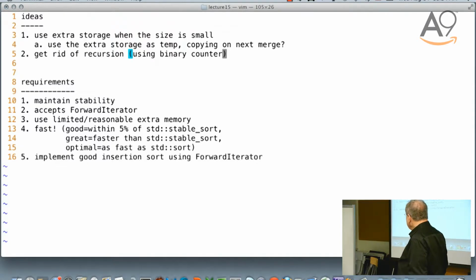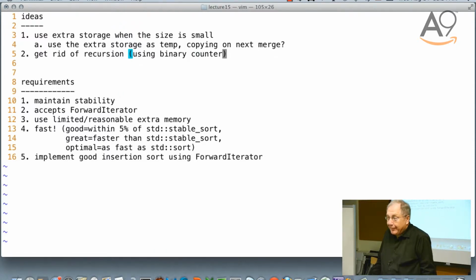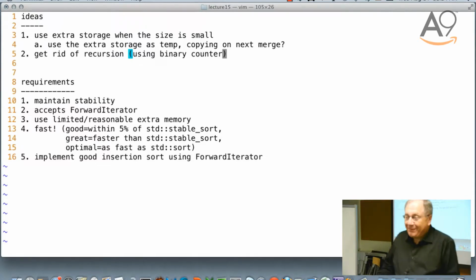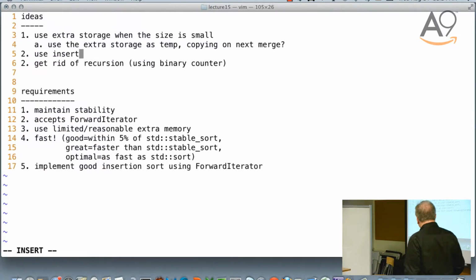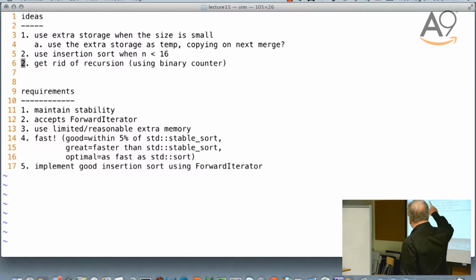Use insertion sort for sure when the n is below 16. That should be okay, ideal. I mean, we have to write it. Up to 16? I mean, around 16, some number. We need to figure out.